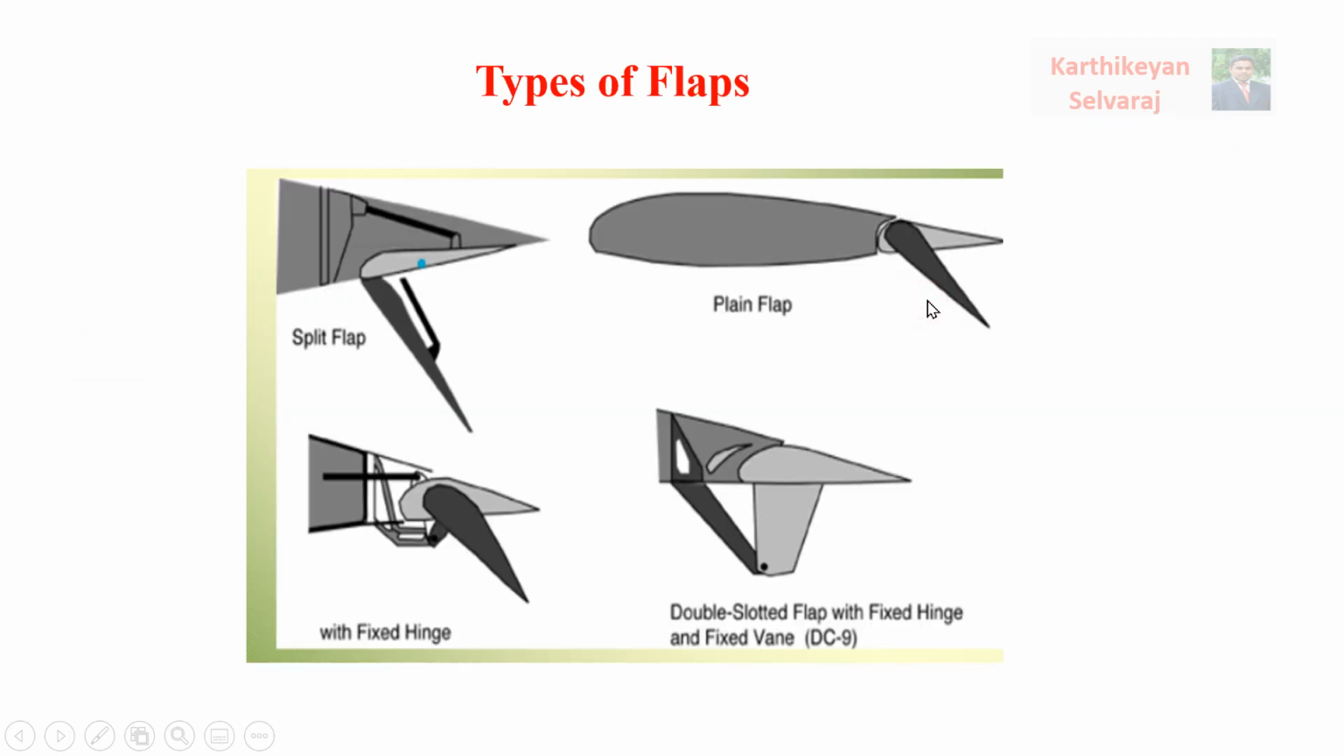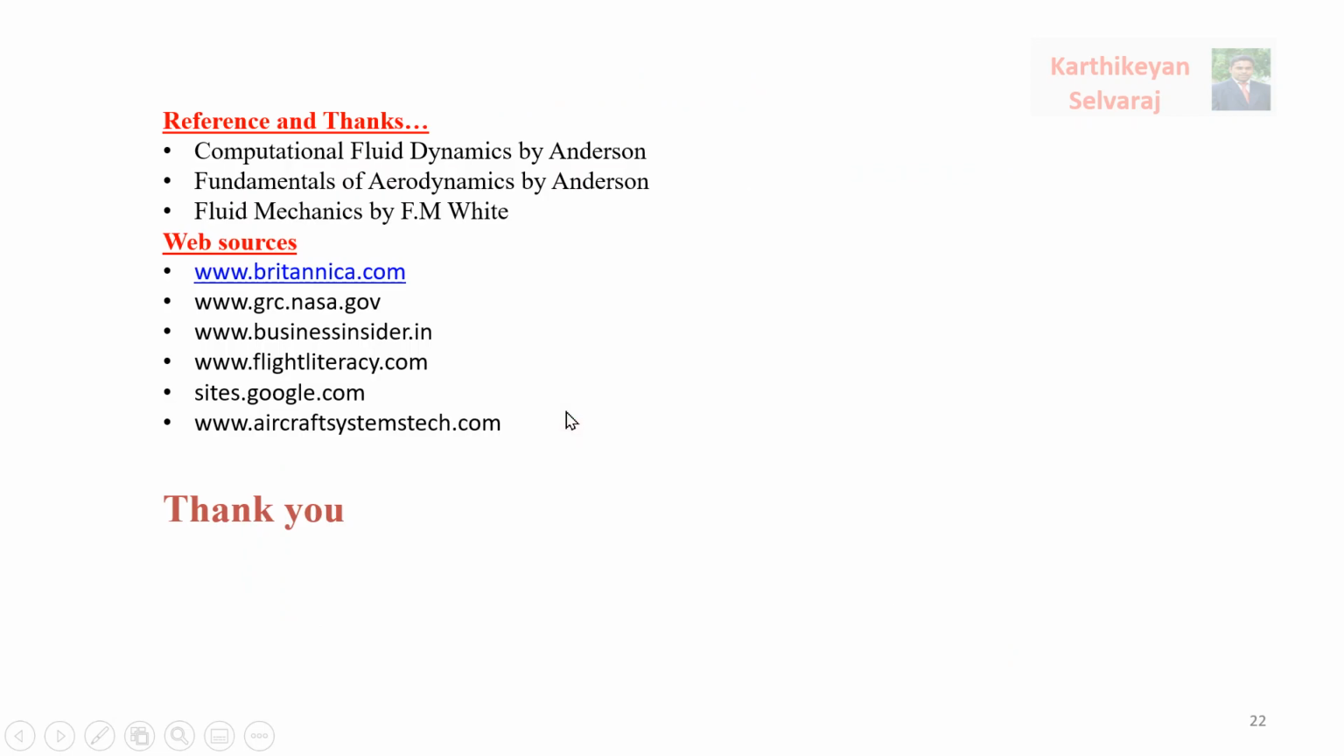And this is the last picture. We will learn about the various types of flaps. So whether I want to deploy only a small portion, or I want to change the full portion, it depends upon your requirement. You can use the corresponding type of flap. So this is called a split flap and plain flap with fixed hinges, and this one is called a double slatted flap with fixed hinge and fixed vane. Okay, so these are the references. Since a lot of pictures are involved in this video, these are the main sources I have taken the pictures from. For more detail, you can refer to the textbook and other sources also.